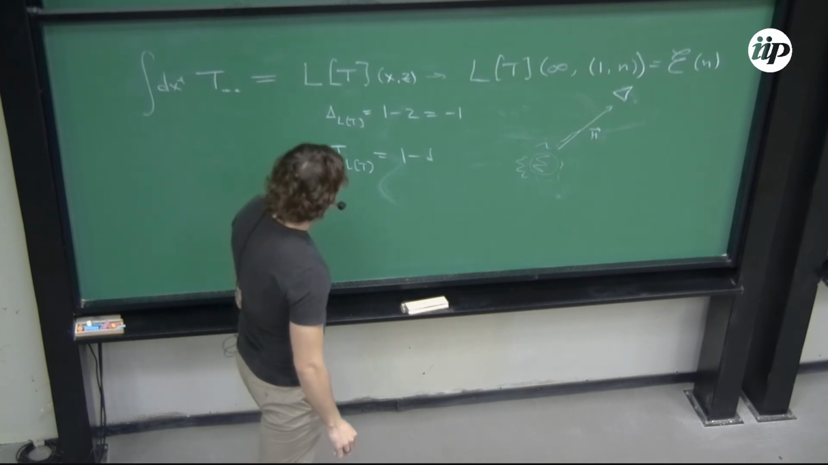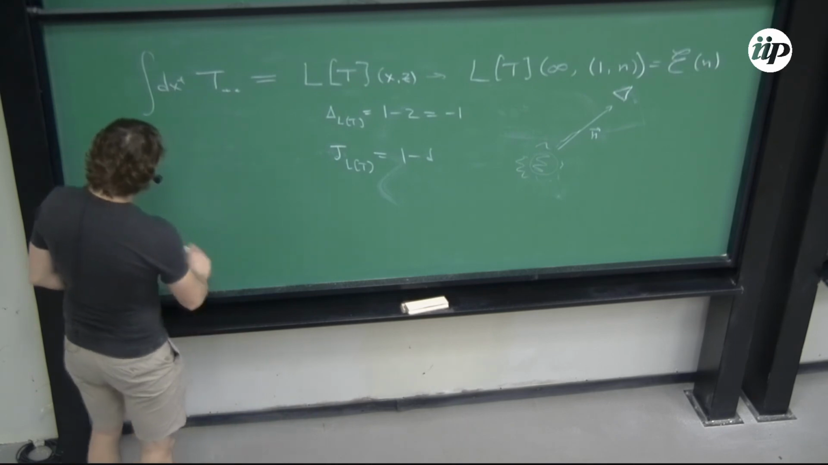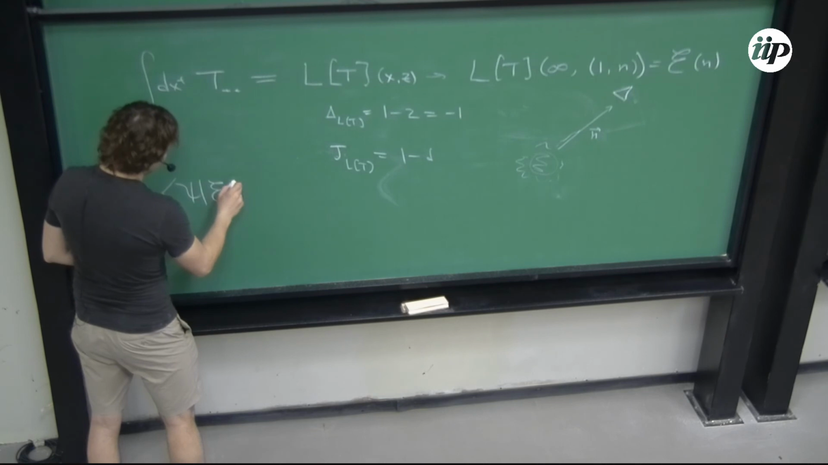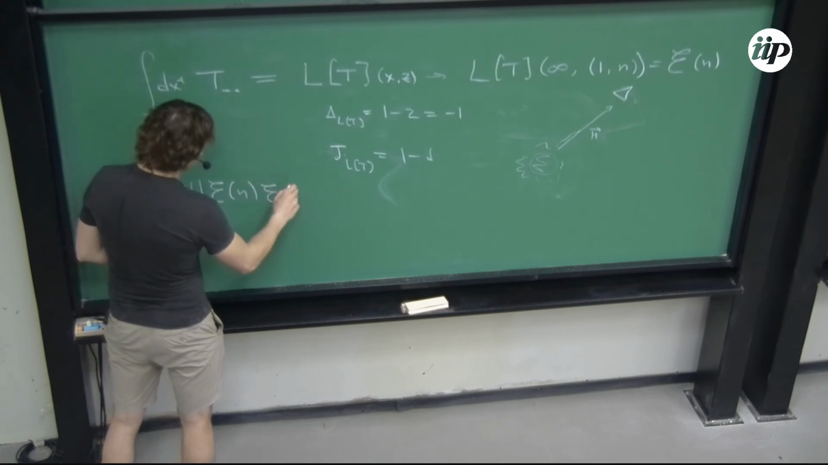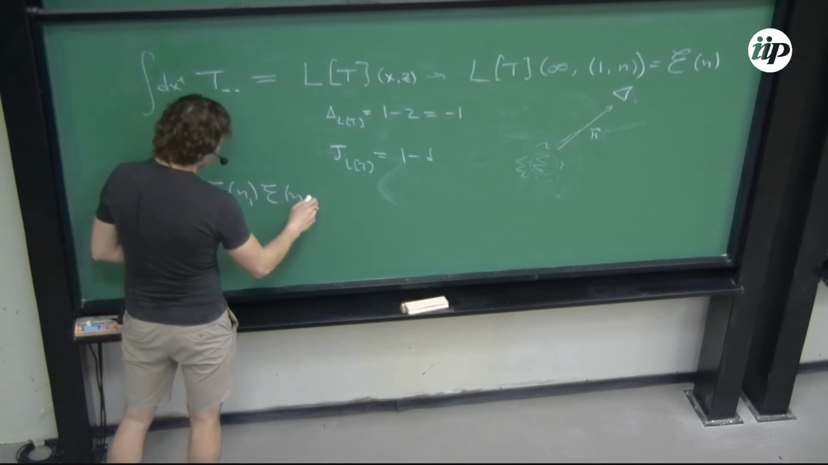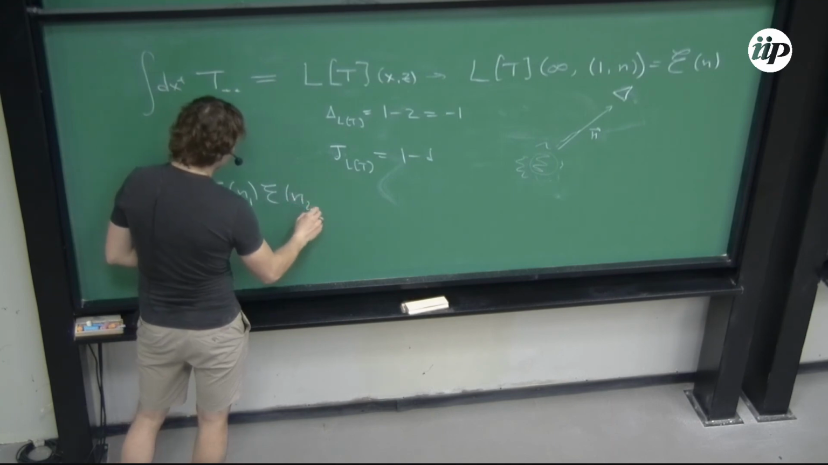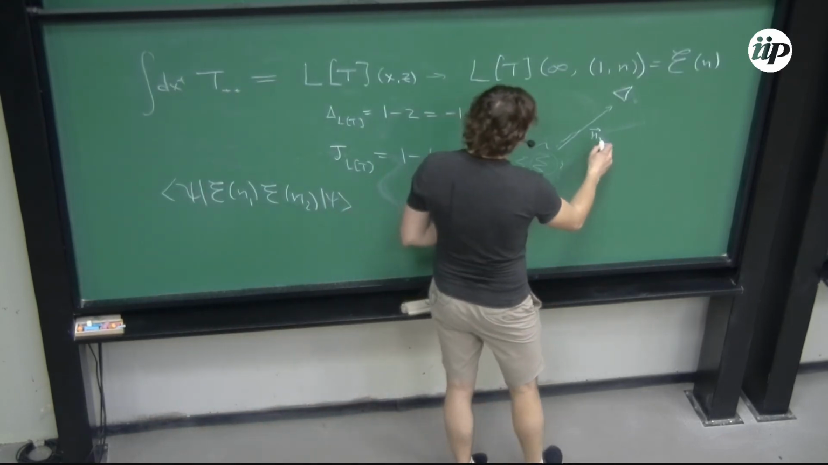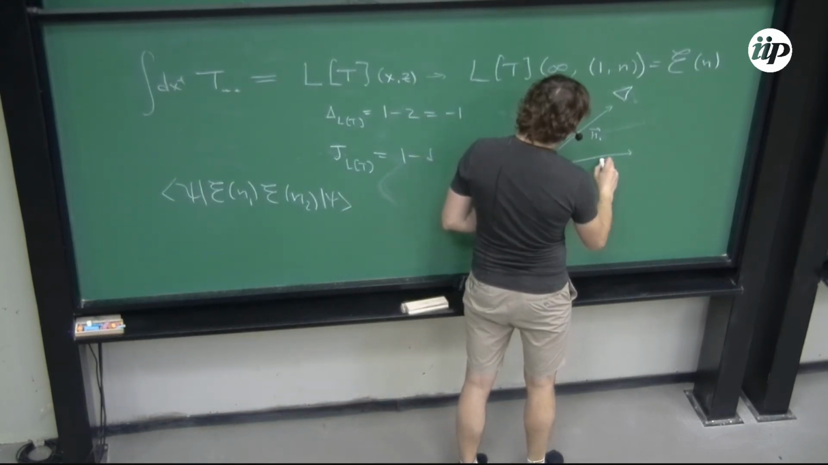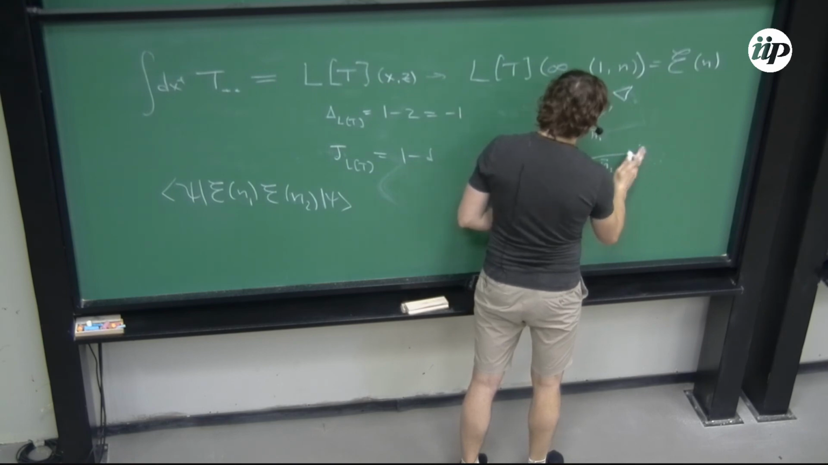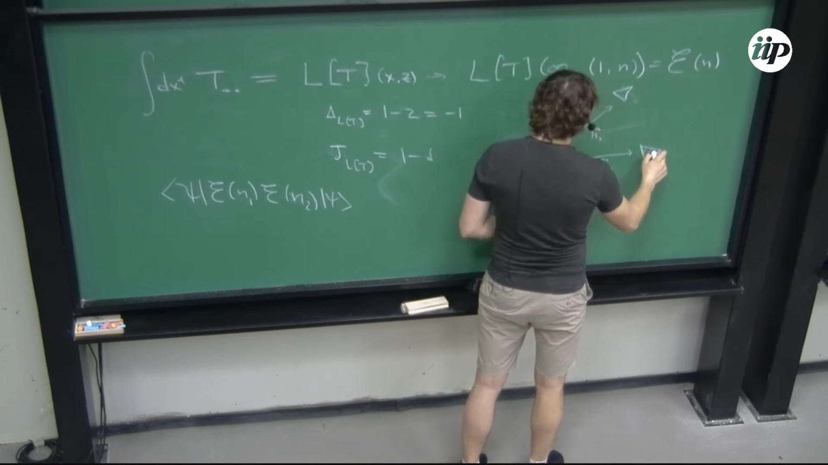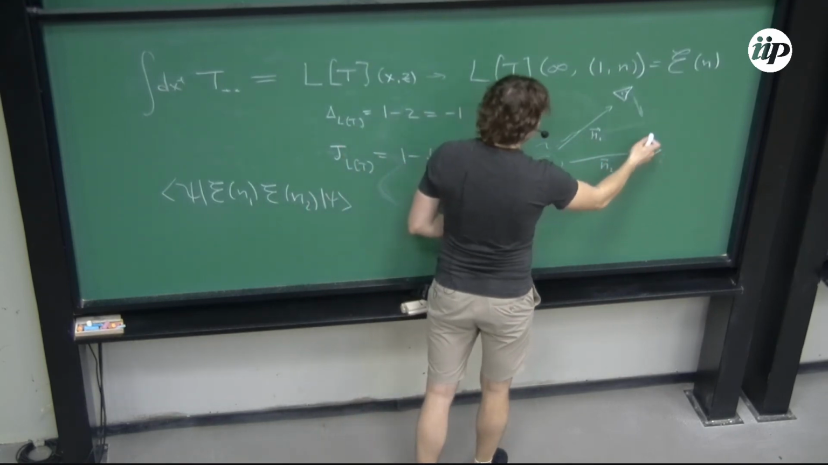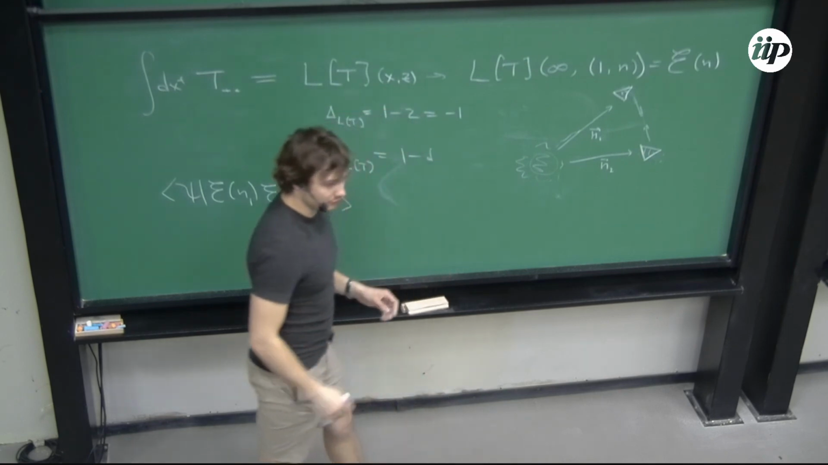So the question that we want to address is, how do we study expectation values of products of these energy detectors? That is, we have now two detectors, one at position n1, another at position n2, and they're detecting the energy which goes in these two directions, and we're bringing them close together. Now I want to discuss what happens when you bring them close together.